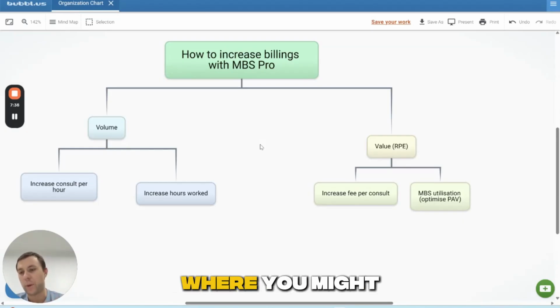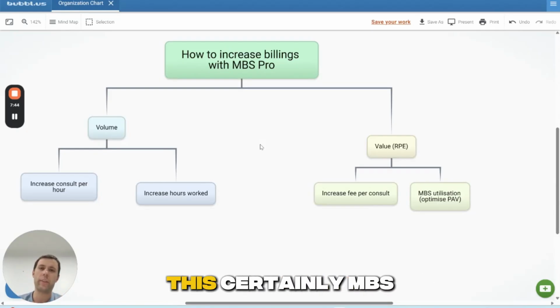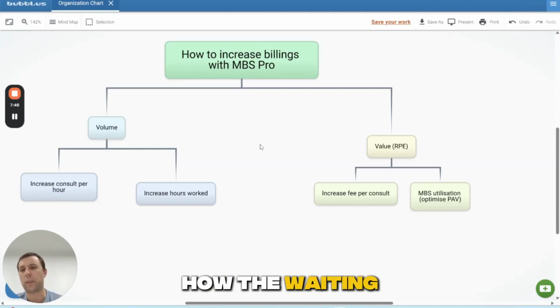Versus the middle of the day where you might have your pensioners and therefore you do your care planning and health assessments and things like that. So there are ways to optimize all of this. Certainly MBS can help. So I'll show you how the waiting room works with that.